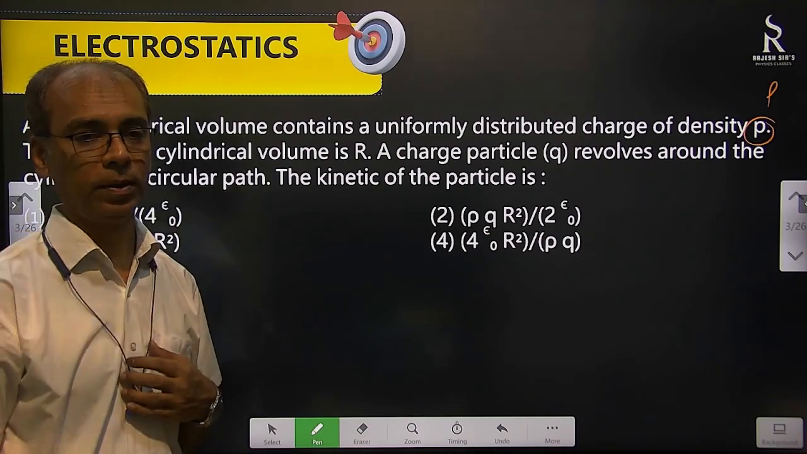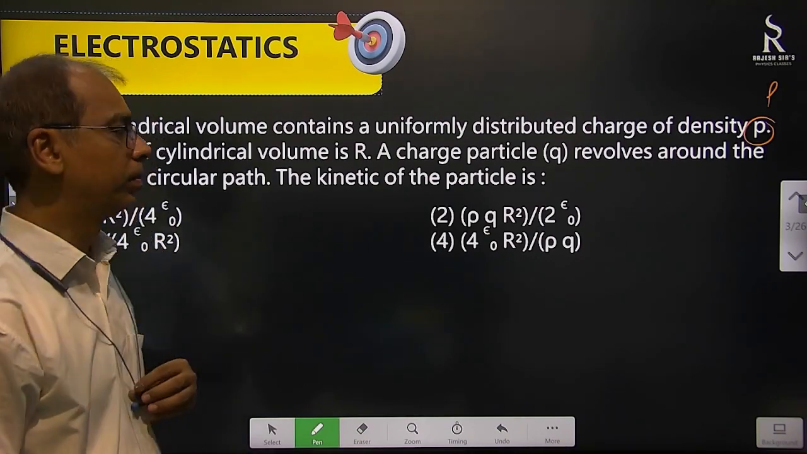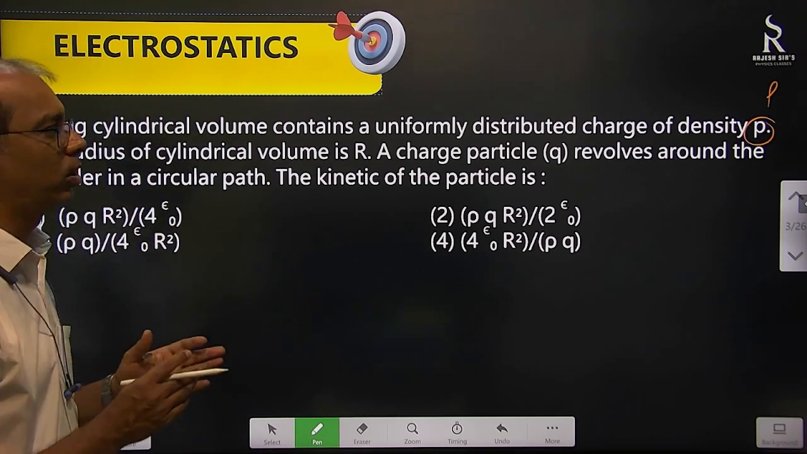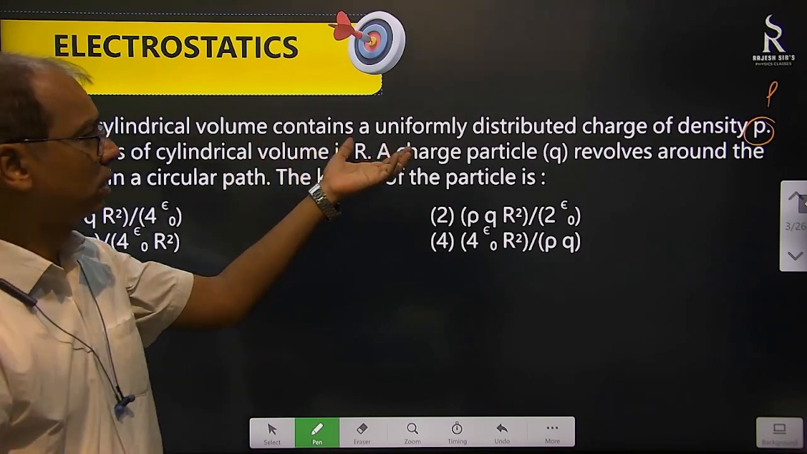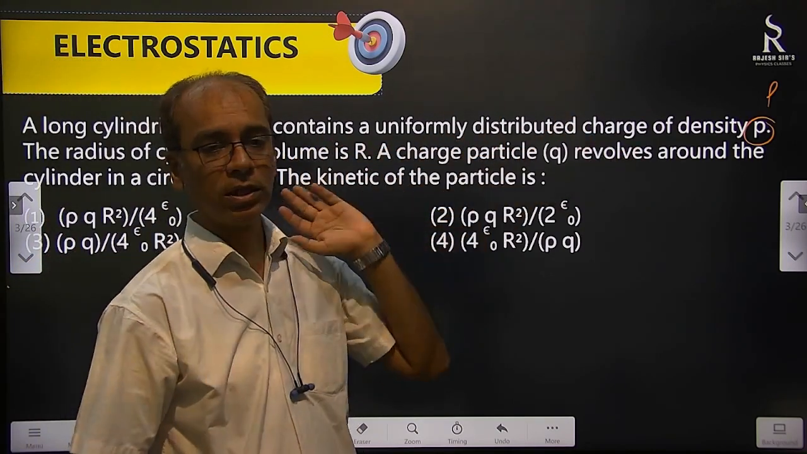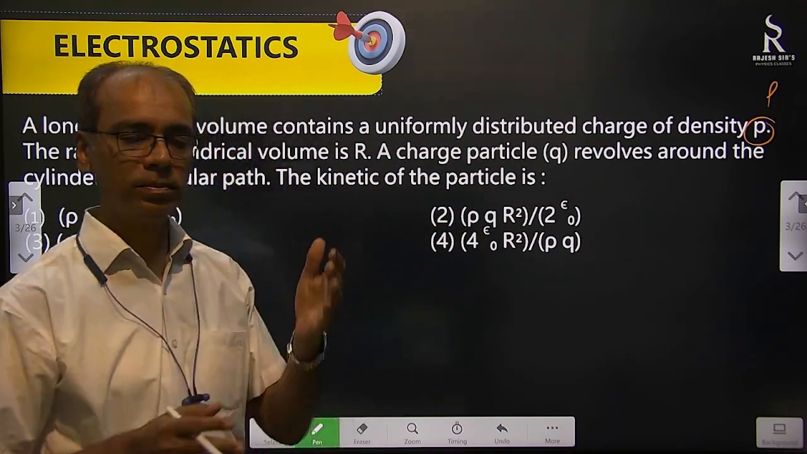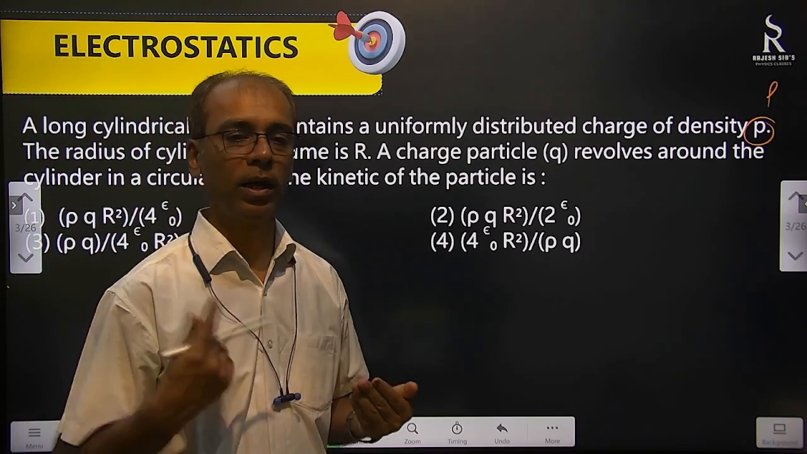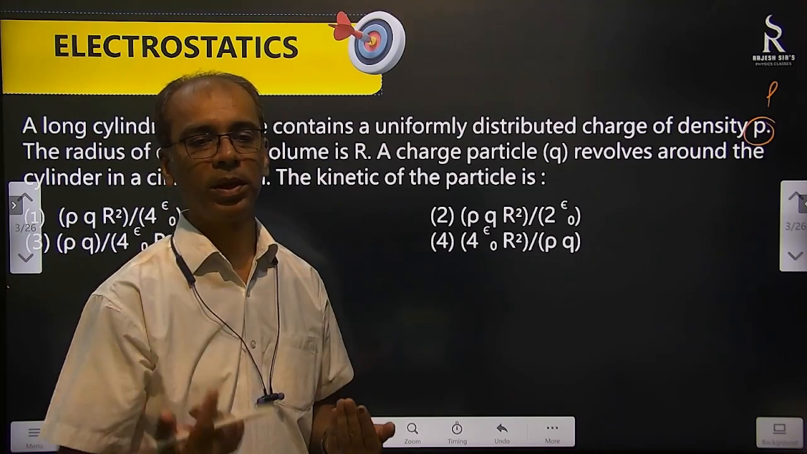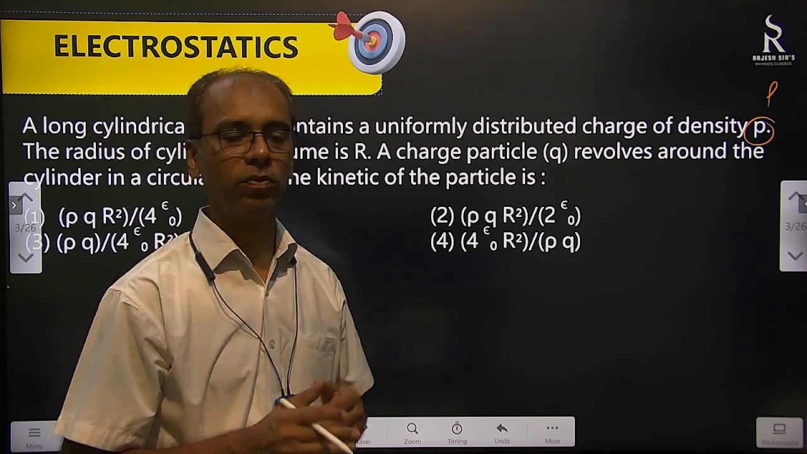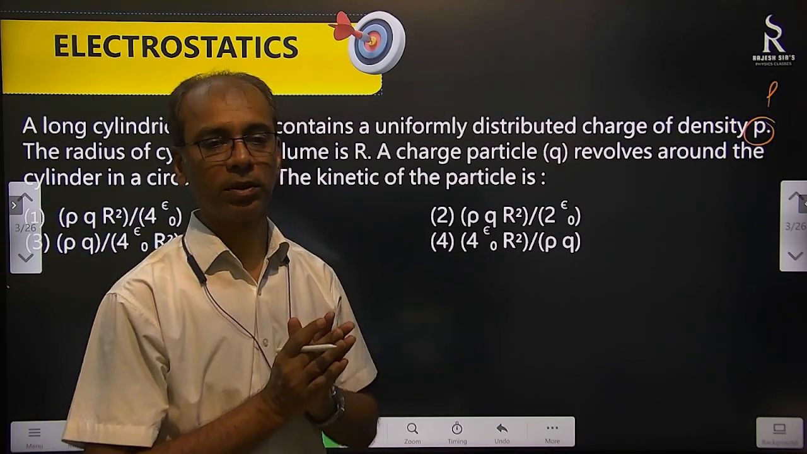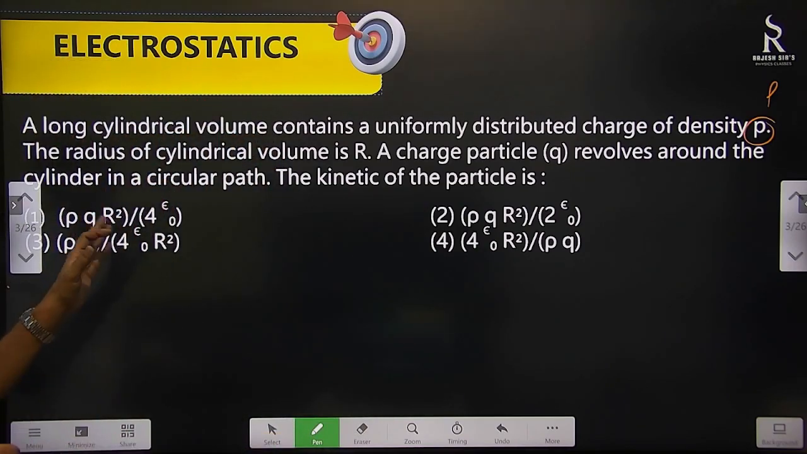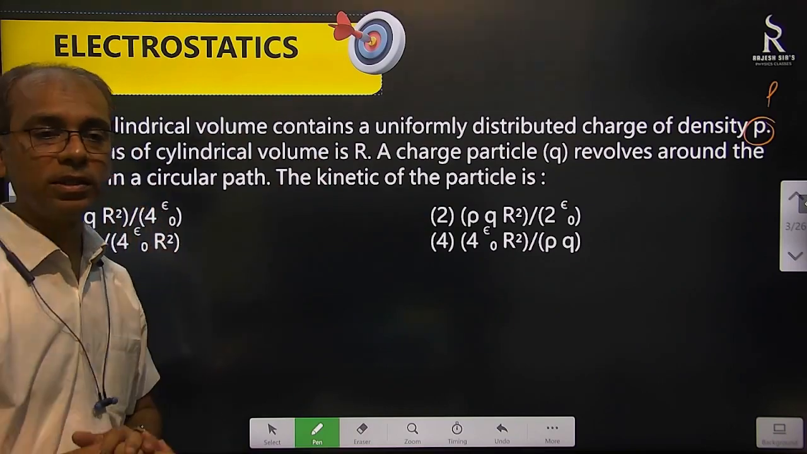This question also we did. If you remember, we have done this one. Now a long cylindrical volume contains a uniformly distributed charge of density rho. What we did was, we took a wire and its linear charge density was lambda and one charge was moving in a circular motion around it. So we found its kinetic energy or velocity. Here the cylinder is given and the cylinder's volumetric density is given, rho.